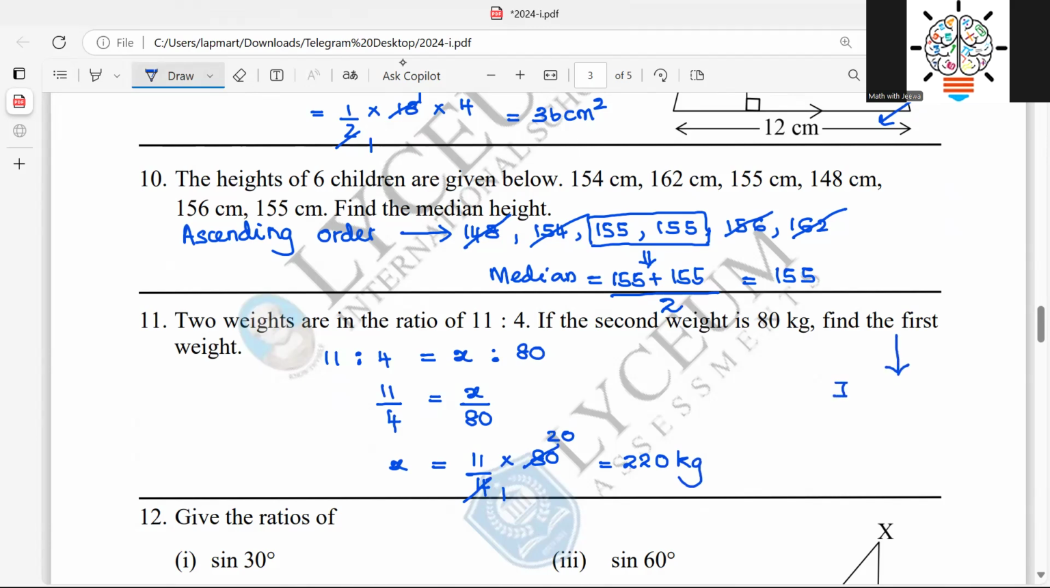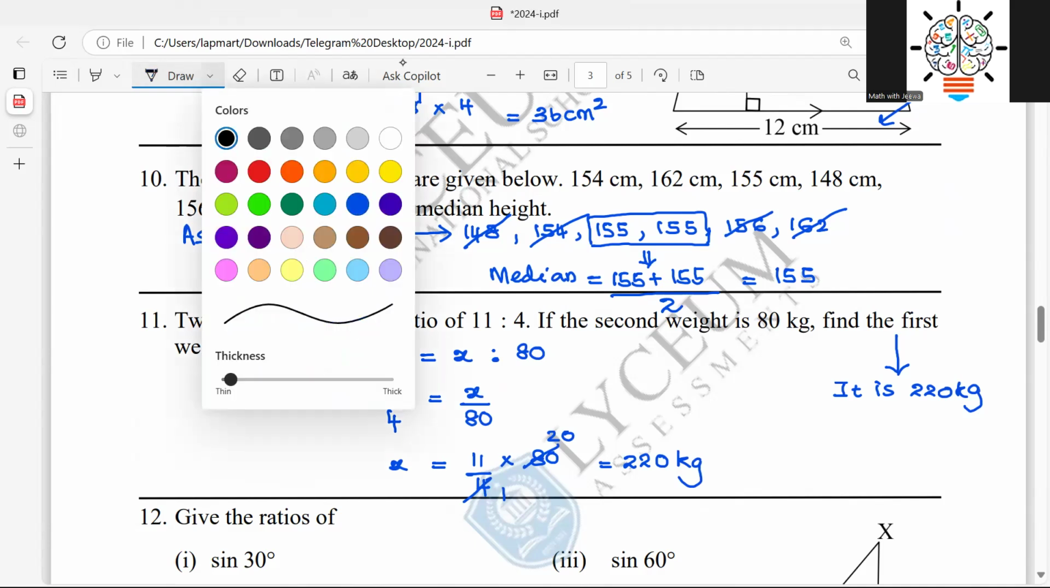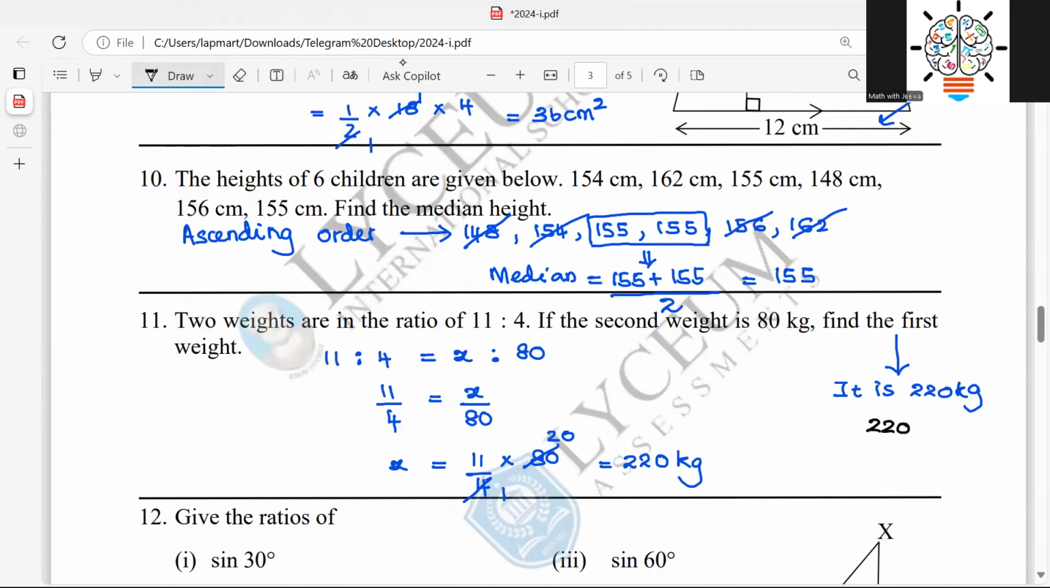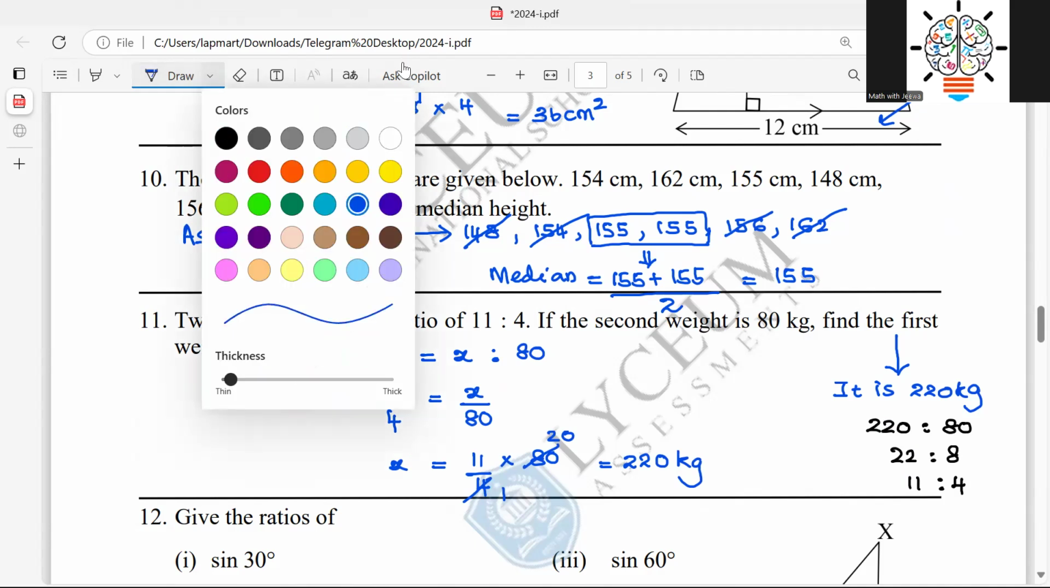So the first weight is 220 kilograms. Right? If you want to double check whether your answer is correct, we write 220 to 80. You simplify: 22 to 8, 11 to 4. You get the same answer, right? So then we will move to the next question.